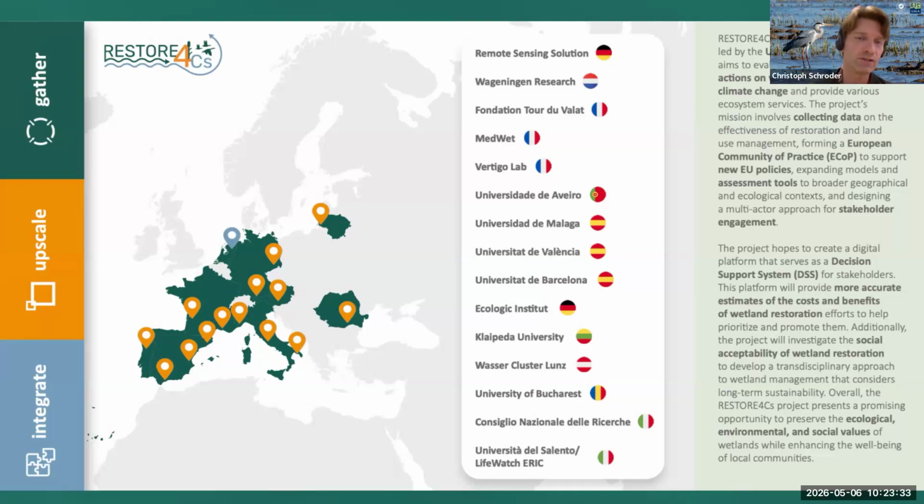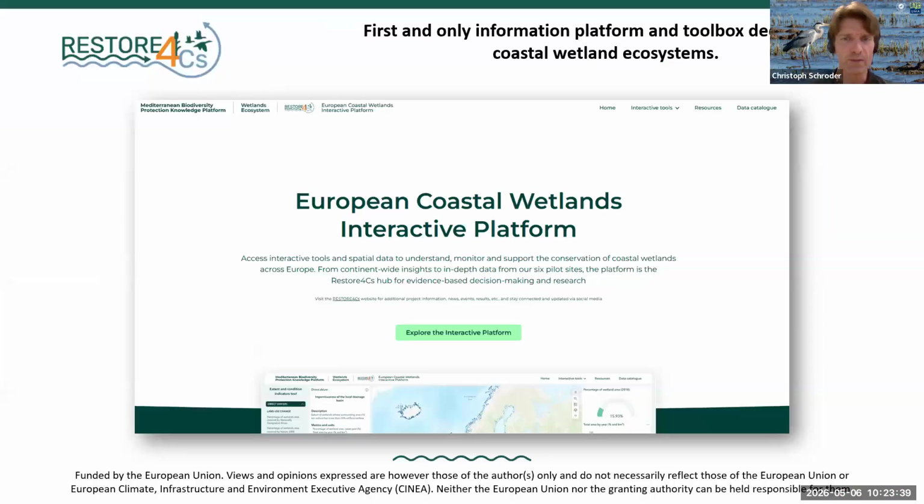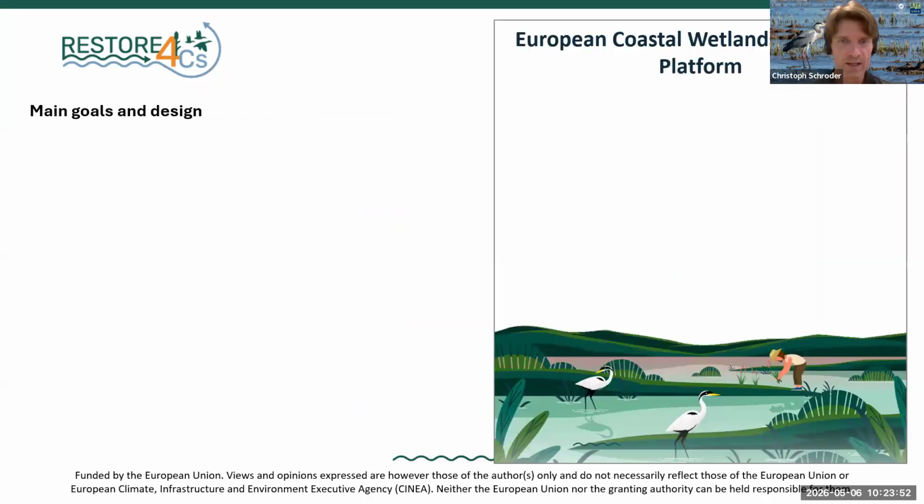to access the information, but also to use the information for decision support, which ended up being this European Coastal Wetlands Interactive Platform, the first, and as far as we know, only information platform and toolbox really only dedicated to coastal wetland ecosystems in Europe.